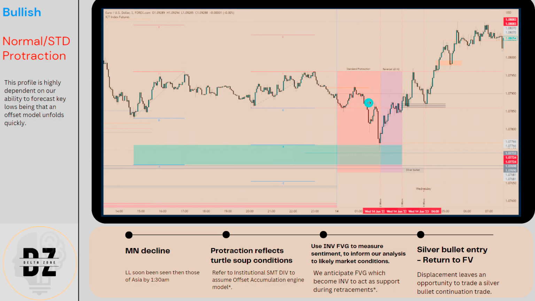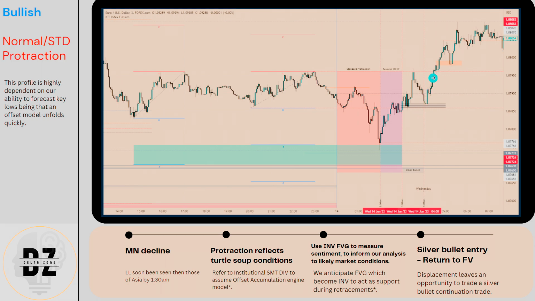Then at this area here, price trades through a swing high. This is a shift in market structure, and again as it moves through it leaves an imbalance. So this imbalance can be targeted between 3 and 4 a.m. and this will be the criteria for a silver bullet entry.